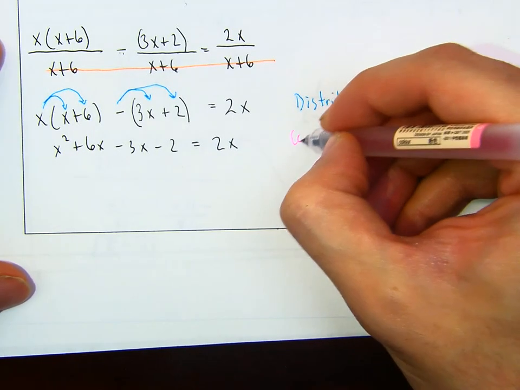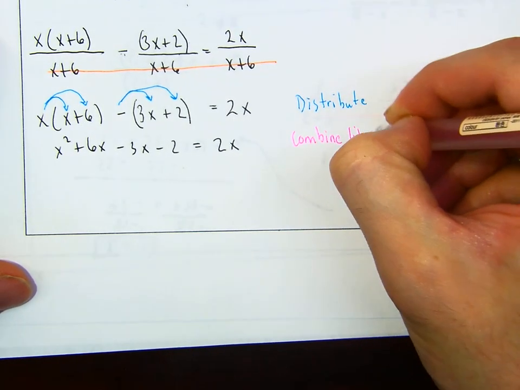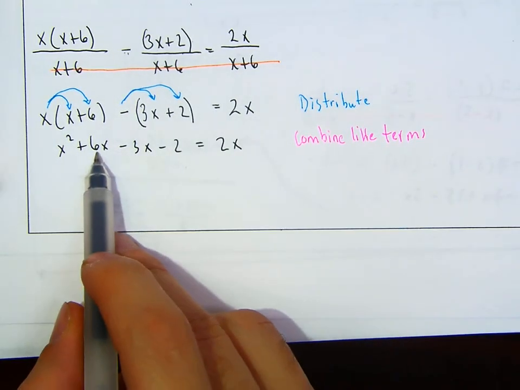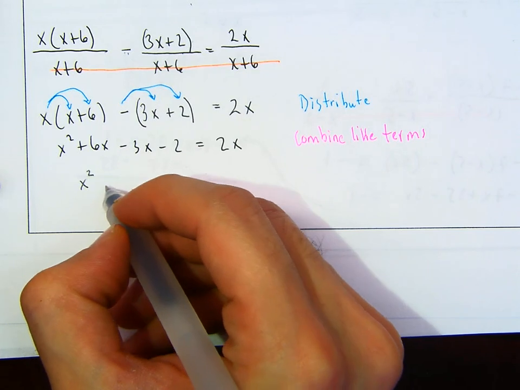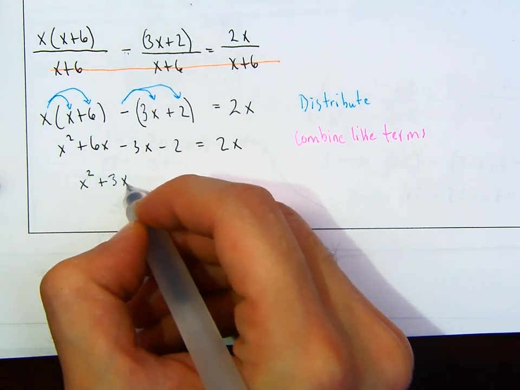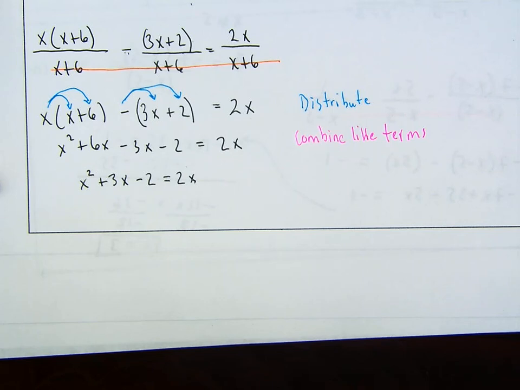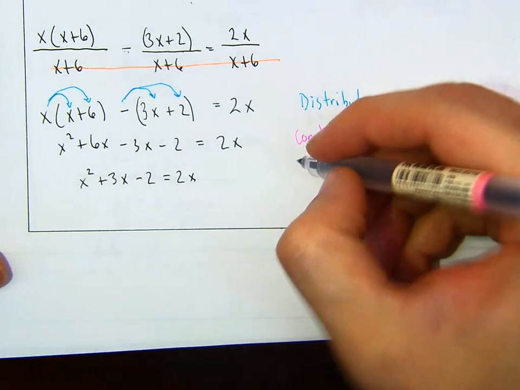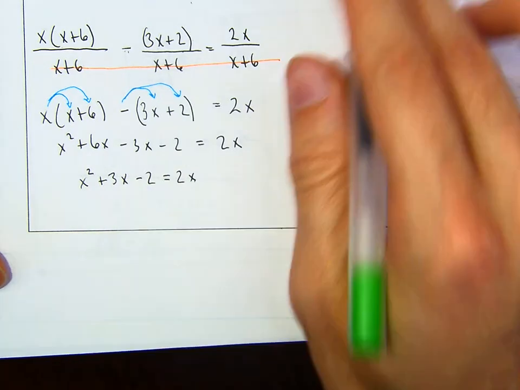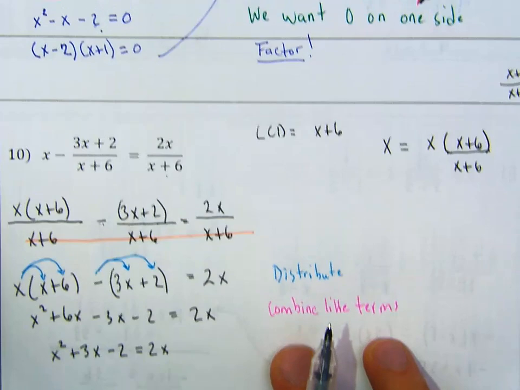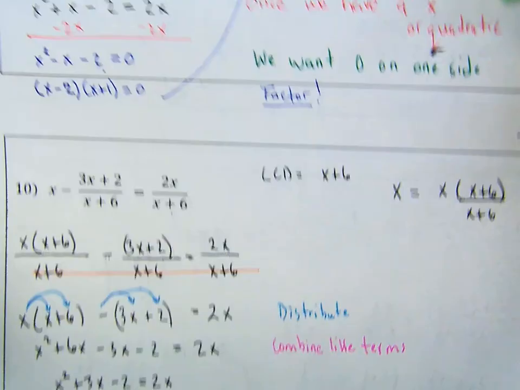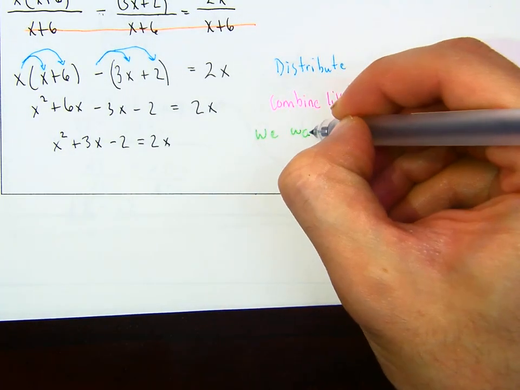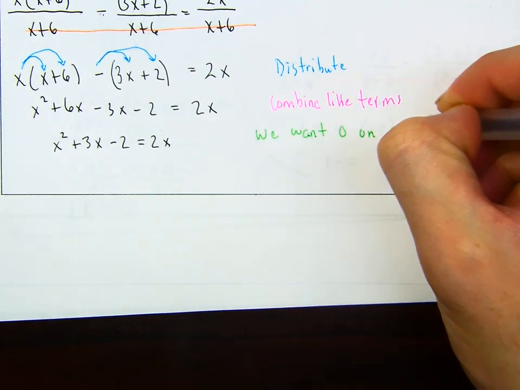All right, now here, let's combine like terms. So which terms can we combine? We can combine this 6x and minus 3x. So we have x squared plus 3x minus 2 equals 2x. Okay. Now, what is the next move we want to do? Right? Now from here, pause the video and think about before, like the previous question we did. What do we want to do? How do we continue? Right? The idea is we want 0 on one side.